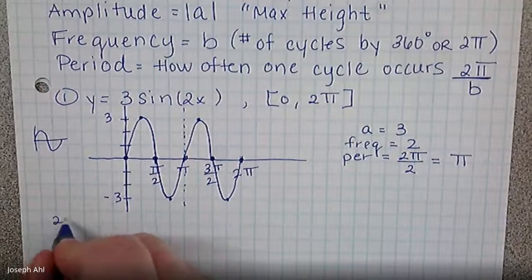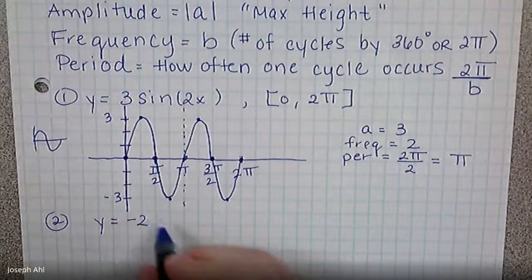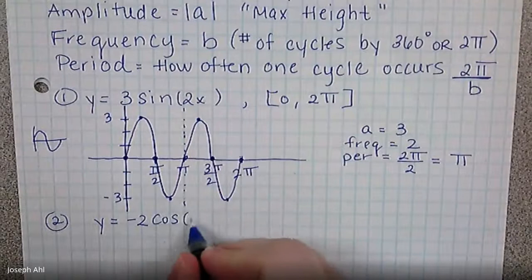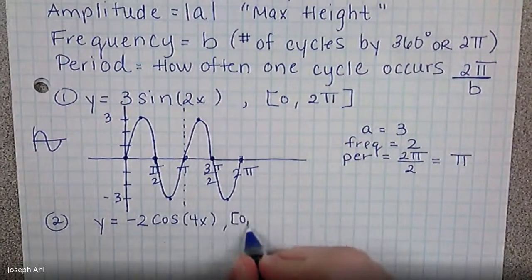Let's take a look at something like y equals -2 cosine of 4x. And again, I'll sketch this from 0 to 2 pi.